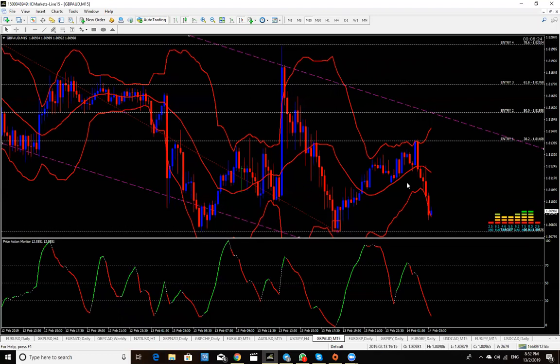Take a look. Combination of the Fibonacci, price action monitor, and all then look away. Sure. Stop with that, people.